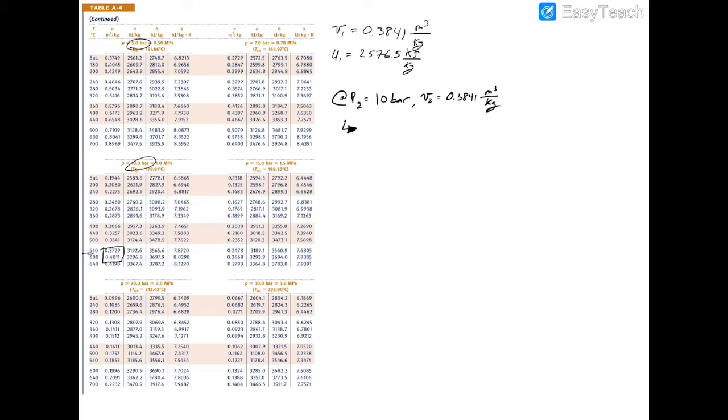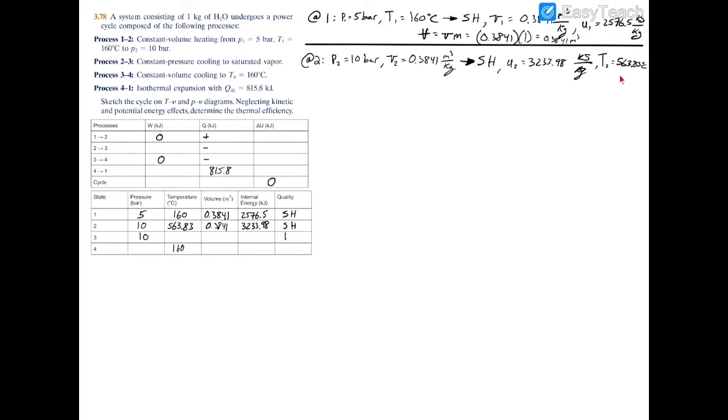Now if you interpolate using your pressure and your specific volume, the specific internal energy at 2 is going to be equal to 33.98 kilojoules per kilogram. As you can see, that number is right between these two numbers over here. Then your temperature is going to be between 540 and 600, and it ends up being T2 equals 563.83 degrees Celsius. I went ahead and filled in the list up here, as well as the table down here.